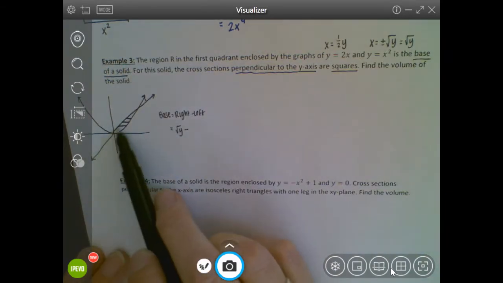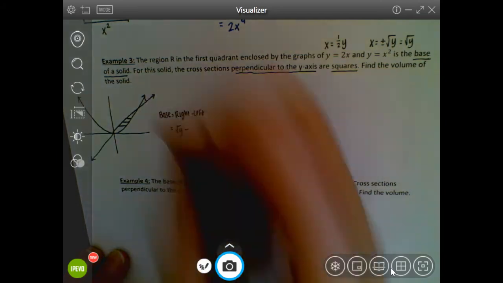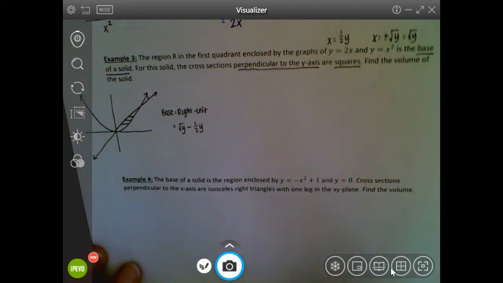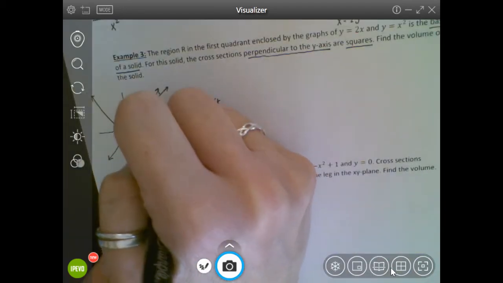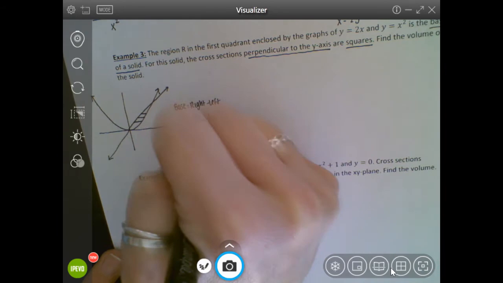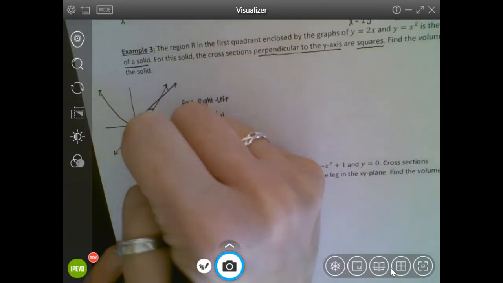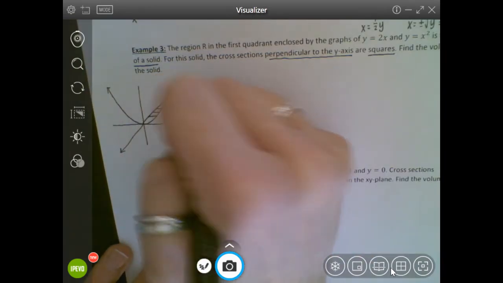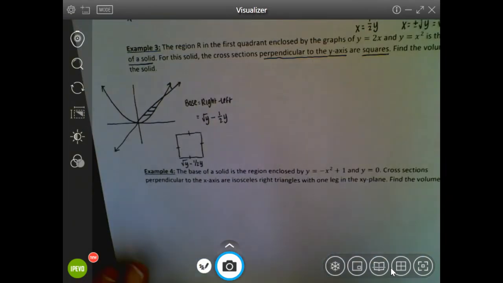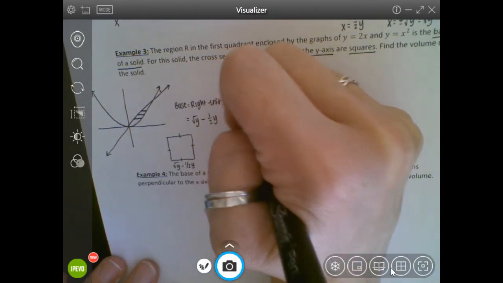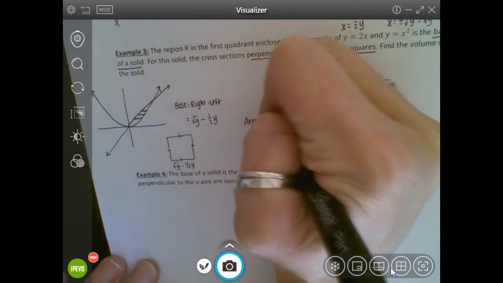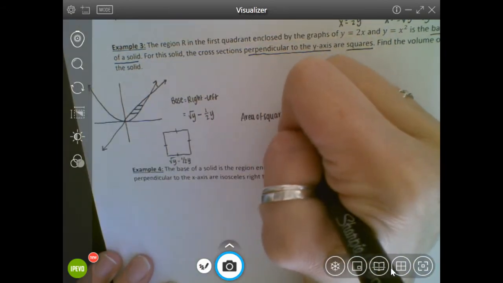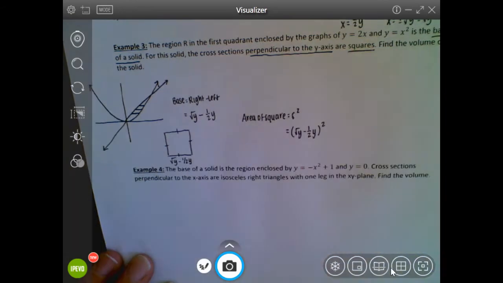And then my left is this y is equal to 2x, which means that that's going to be equal to my 1/2 y. So that's the base of my square. So we're talking squares here. The base length of my square is going to be the square root of y minus 1/2 y. And remember that since we're talking a square, all the sides are going to be the same. So when I do my area of my square, we're going to be doing the side squared. And my side squared is just going to be the square root of y minus 1/2 y quantity squared.